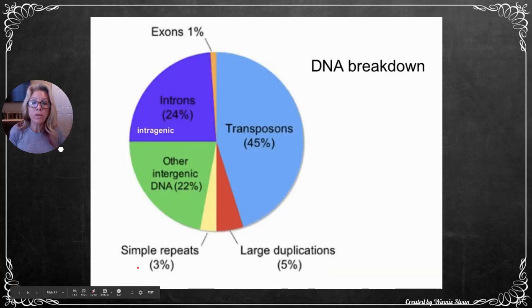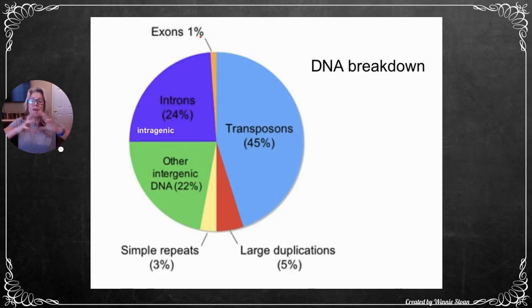So here you can look at the complete breakdown of our DNA. Look right here at the top. Remember, exons are what get expressed. Only about 1%. So think of the chromosome itself and all those base pairs. Only about 1% is expressed. Remember what transposons are? Those are jumping genes, right? That would be an example of intergenic.